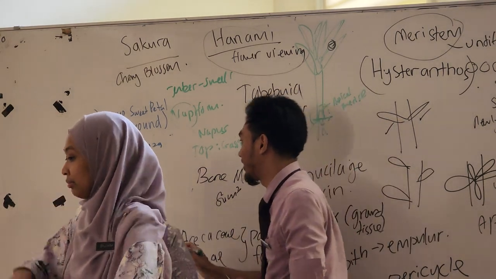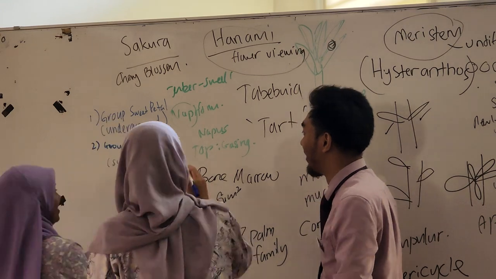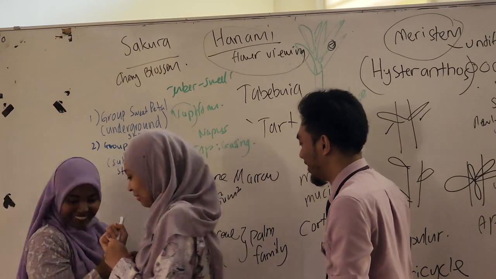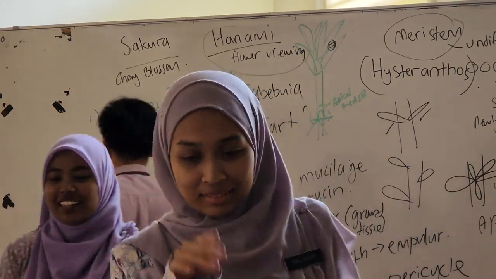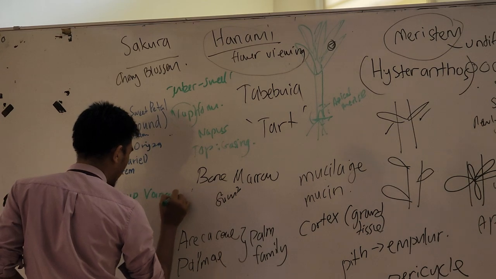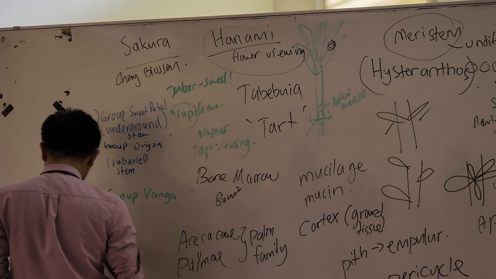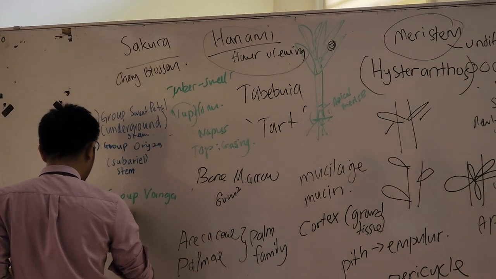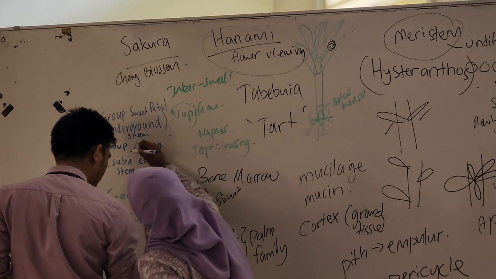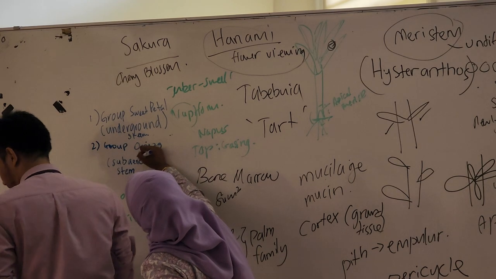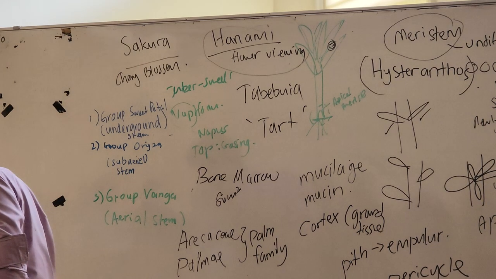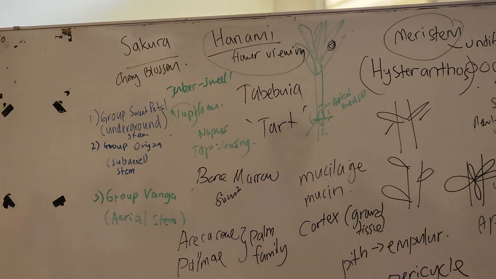Underground what? Underground stem. Sweet petal. Oriza. The other group? Oriza, are you sure that's how you spell sub-area? Group Bangga? Yeah, Bangga. Is there a short name for your group?